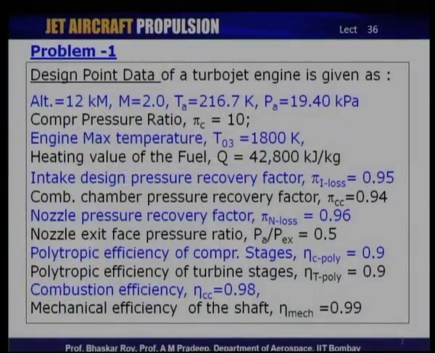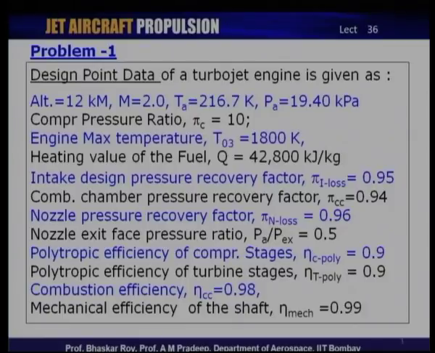If we look at design data of a typical turbojet engine, it is marked here. It has been designed for a 12 kilometer altitude at Mach 2. So, it is flying at supersonic speed, where the ambient temperature is 216.7 K and ambient pressure is 19.4 kilopascals.